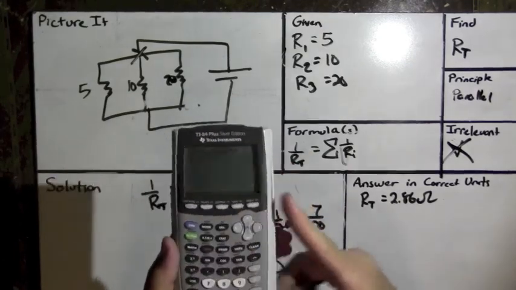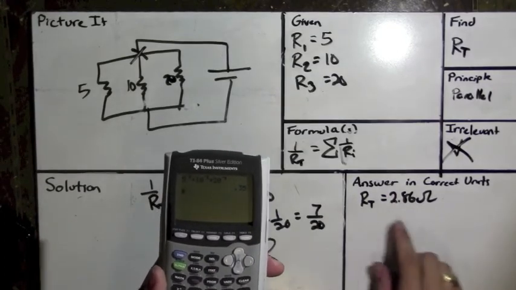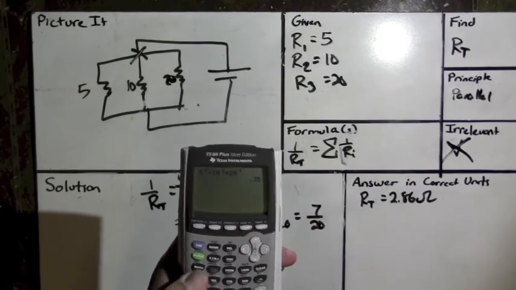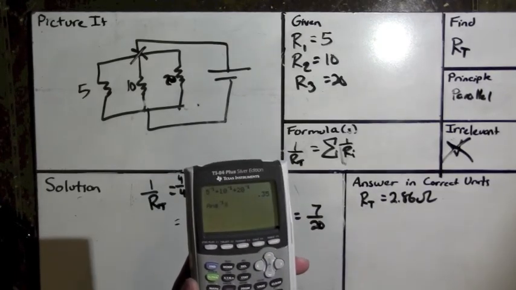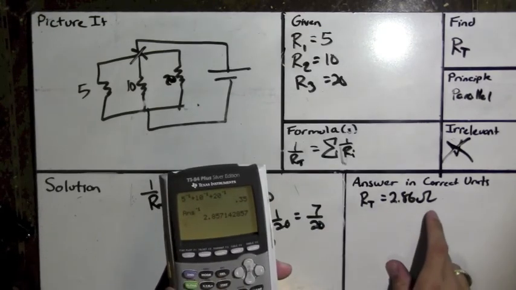Now what you should realize is that is not the same answer. But what this does solve is the 1 over RT. So what I can do is I can flip it by hitting the x to the minus 1 key one more time. And if you look, 2.857, which is my 2.86 number.